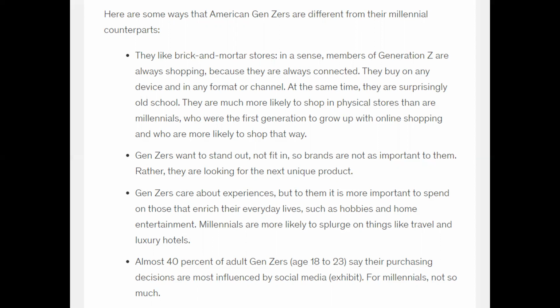And how did they get to this data? Well, they actually went and surveyed people within the Gen Z generation. And so that's where this data comes from, is surveying probably at least 1,000 Gen Zers to figure out what, on average, a Gen Z consumer is like.